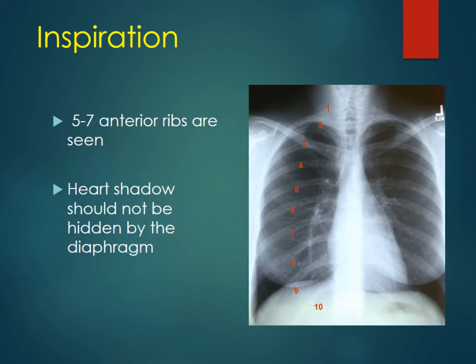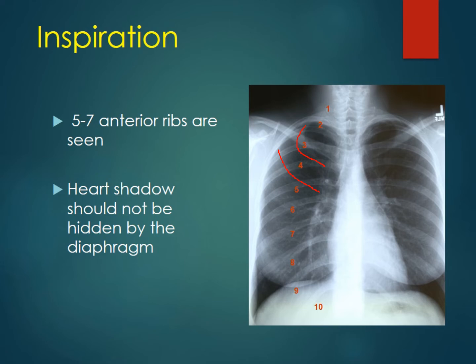Third important thing under quality control to look for is the inspiration. Now, since the chest X-rays are taken in deep inspiration, we can count 5 to 7 anterior ribs. Here we can see the posterior portion of ribs which are marked by the red color. You need to count the anterior ribs.